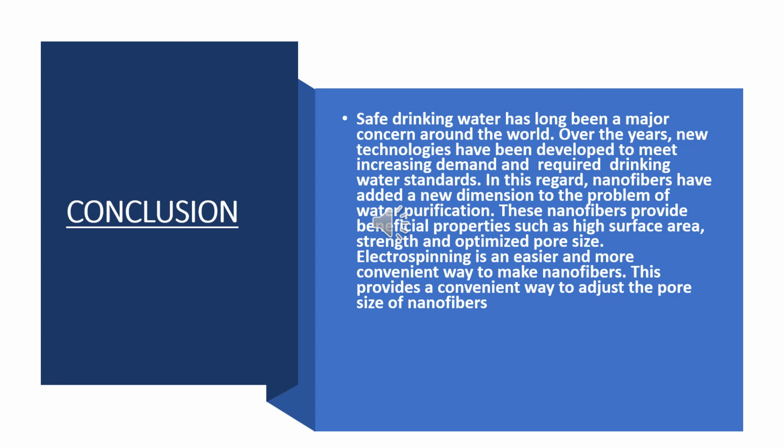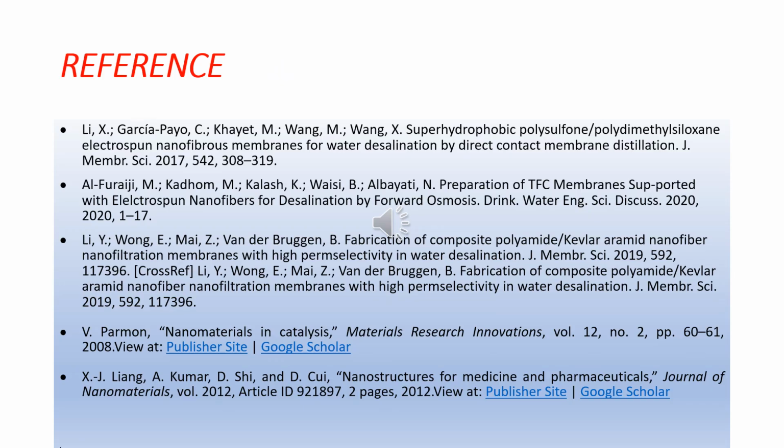Electrospinning is an easier and more convenient way to make nanofibers. This provides a convenient way to adjust the pore size of nanofibers. So this is where we obtained all the information in this presentation.